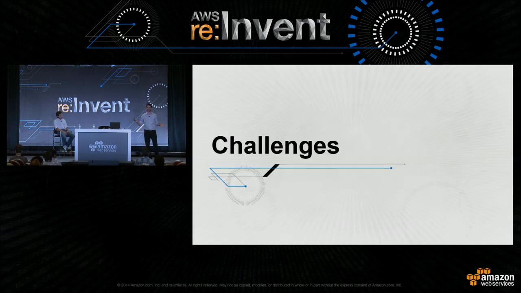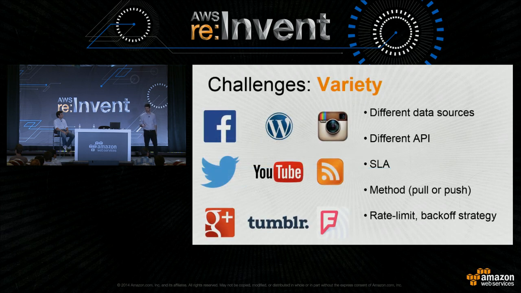Well, to set the mood for what we are going to talk about today, I'd like to talk a little bit about the challenges that we are facing. The first challenge is variety. There are different data sources, and each data source has a different API. Each API means a different SLA. Sometimes the method is different, like pull for some APIs and push for others. And it imposes on us different rate limits and different back-off strategies. It's really hard to face all this variety, and that's something that we have to cope with day by day.